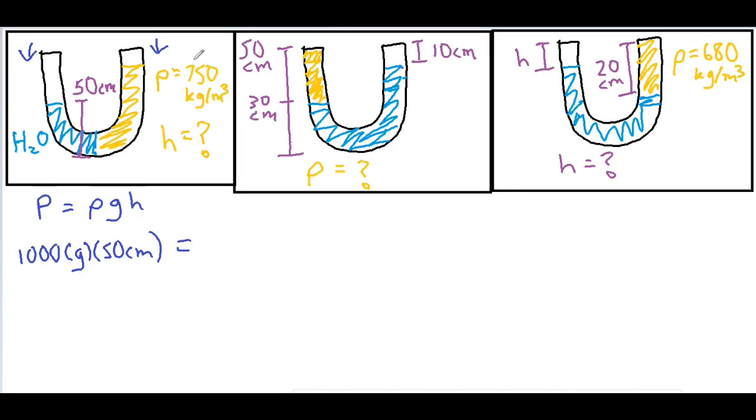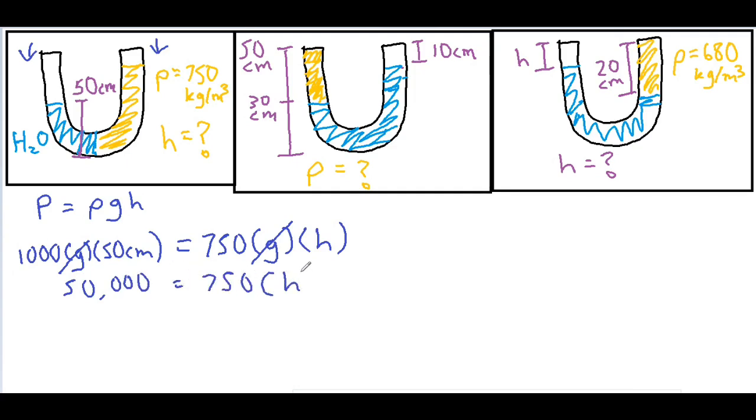On the other side, we have this substance with a density of 750 that also has the same g value, but it has an unknown h value. And it turns out that in these cases, because there's a g on both sides of the equation, we can go ahead and cancel those out. So we just have 50 times 1,000, which comes out to 50,000 on our left side, equals 750 times h. Then all you have to do is one simple algebraic step of dividing both sides by 750. And then our height comes out to 66.6 repeating. Let's go ahead and round that off.